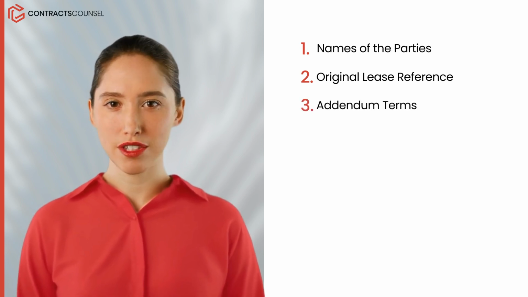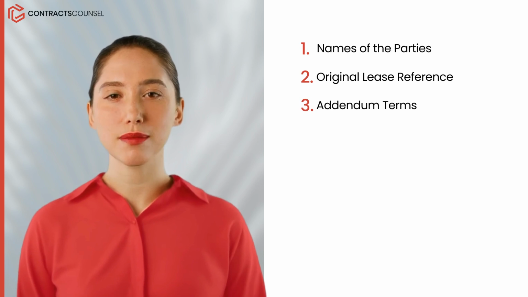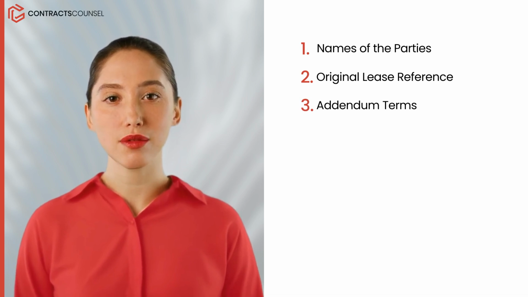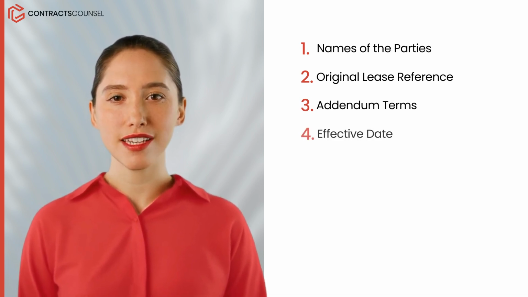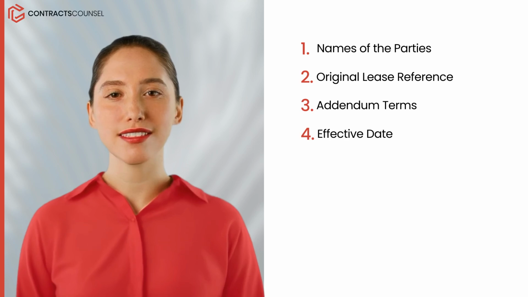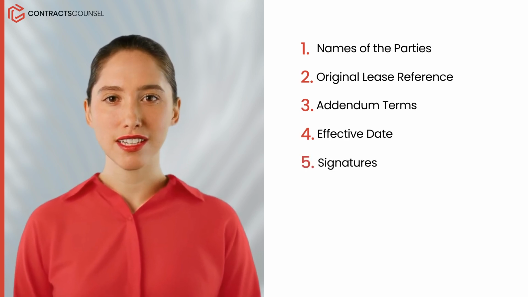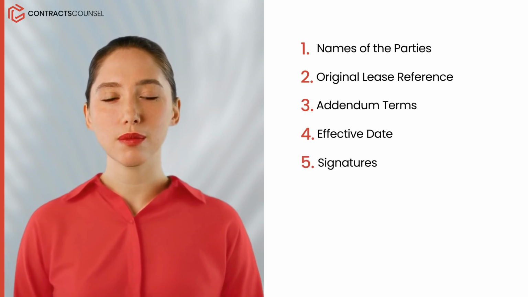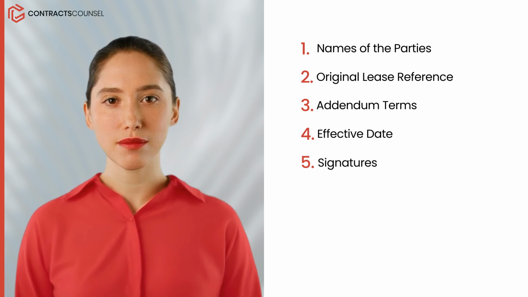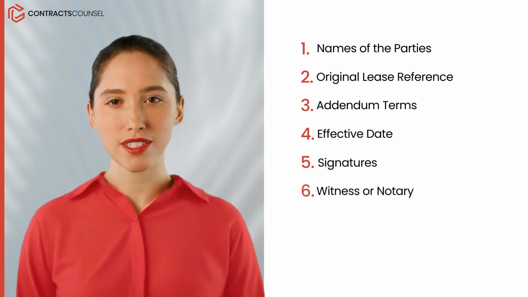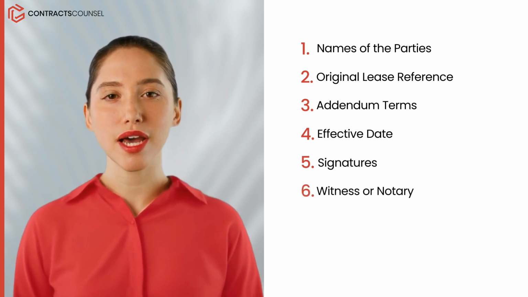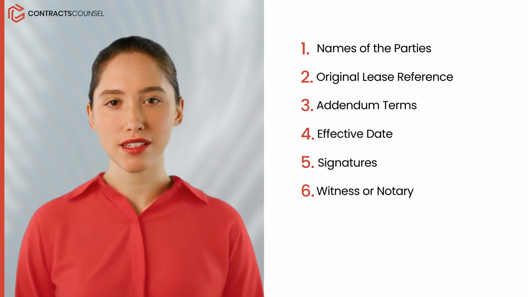3. Addendum terms. This section describes the specific changes or additions being made to the original lease. 4. Effective date. This specifies the date when the addendum becomes effective. 5. Signatures. This includes the signatures of both parties to acknowledge agreement to the addendum. 6. Witness or notary if required. Notarization may be needed for the addendum to be legally binding, depending on your state laws.